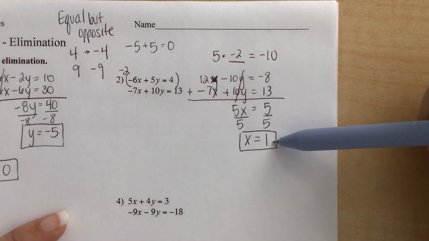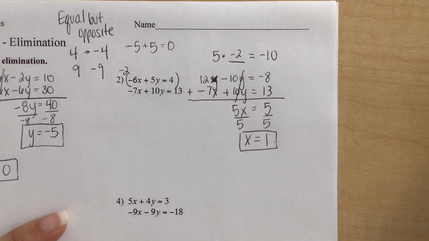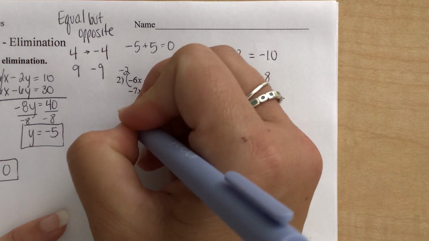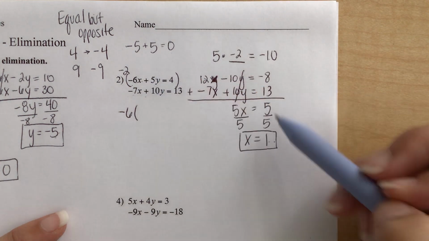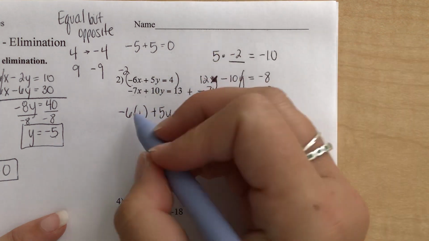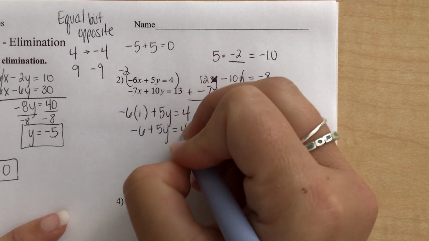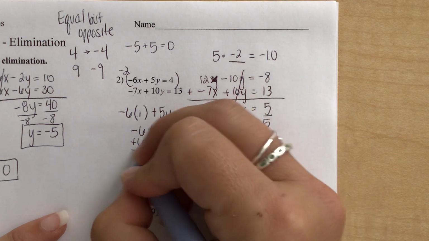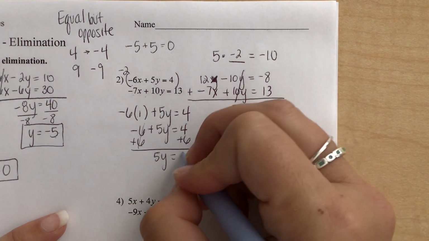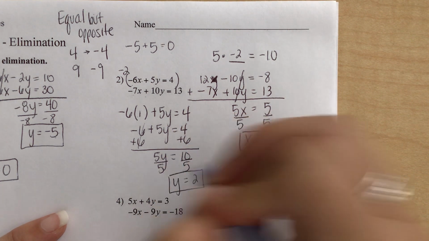Now that I know that x equals 1, I'm going to plug that back in for x into one of these equations. And again, it doesn't matter which equation you go back into. Again, I'm just going to take the first one, so I have negative 6, and instead of x, I'm going to put in 1, plus 5y equals 4. So negative 6 times 1 is negative 6. I'm going to add 6 to both sides. Again, I'm just trying to get my y by itself, so I'm just doing our normal equation stuff. Divide by 5, and I get y equals 2.